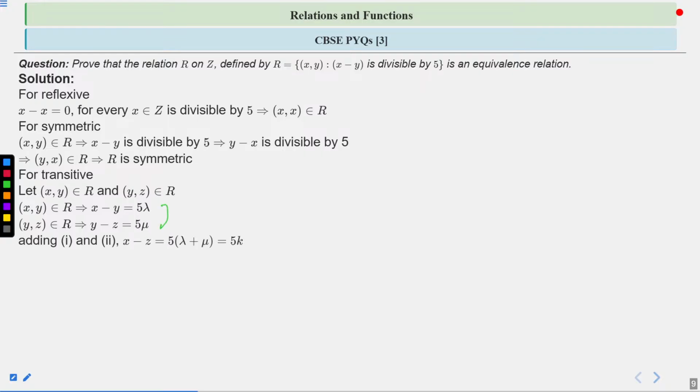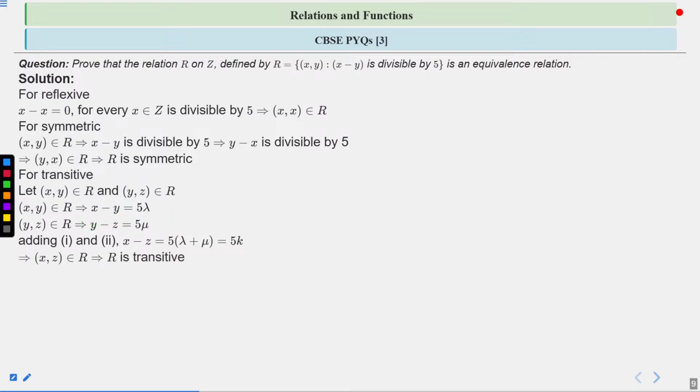Now adding these two, 1 and 2, we can say that y and y will eliminate, and we are left with x minus z on the left hand side. So x minus z is equal to 5 times (lambda plus mu), which can be written as 5k, right? Got it?